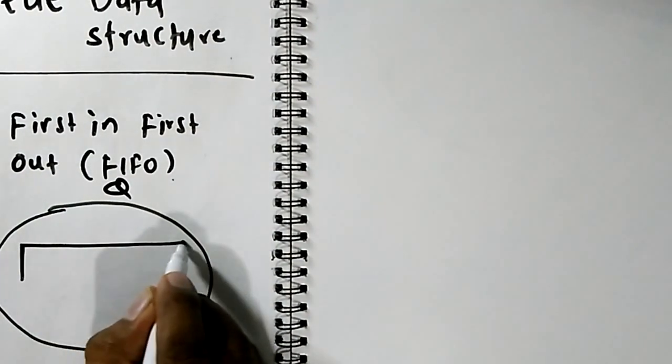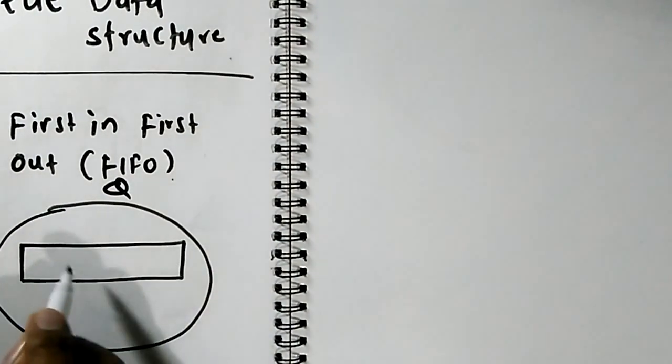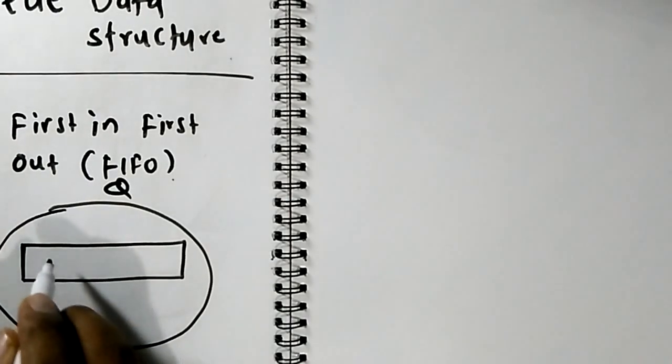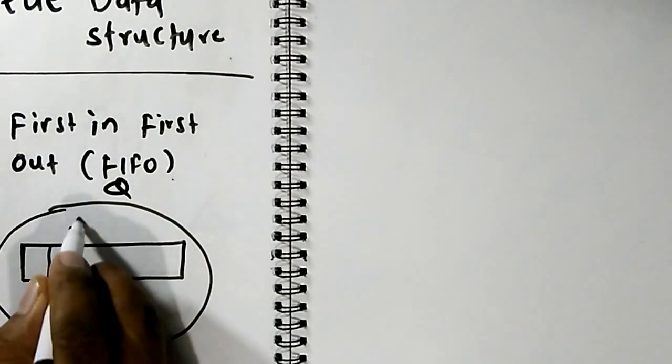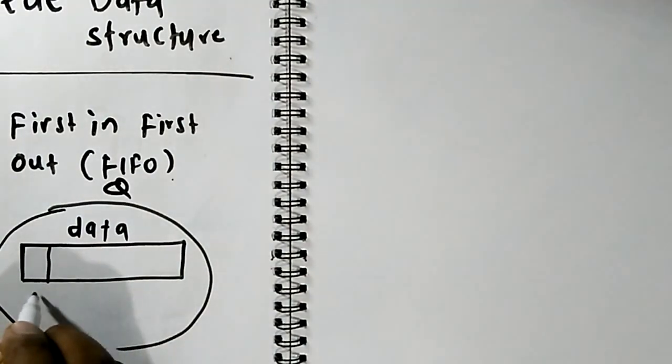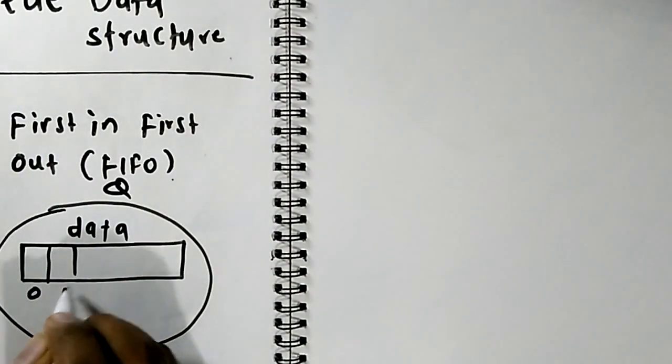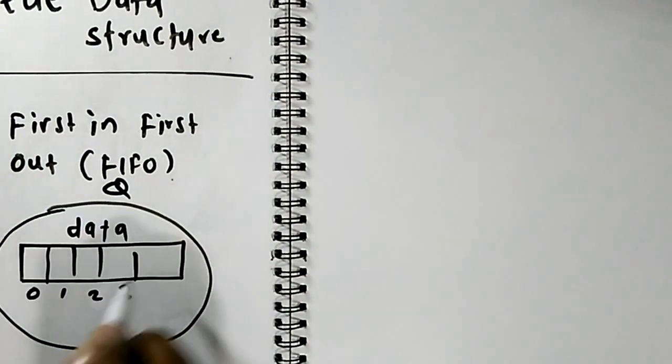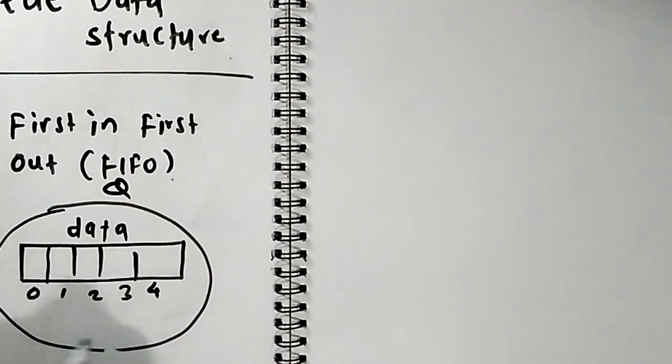Inside this variable queue, we have an array in which actual data will be inserted. Let's call this the data array. So 0, 1, 2, 3, and 4.